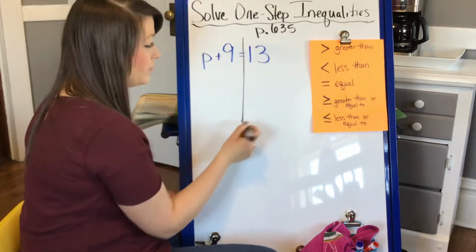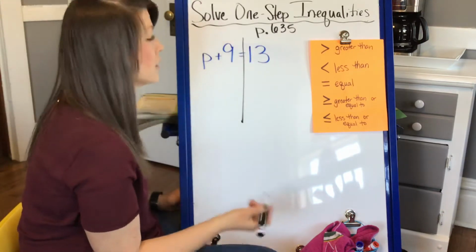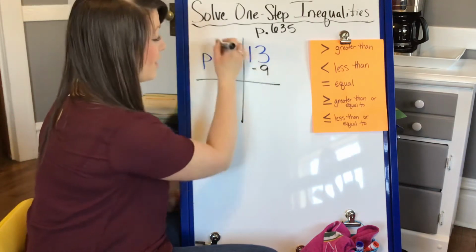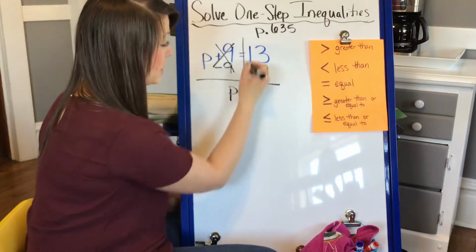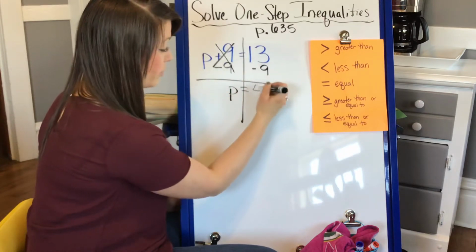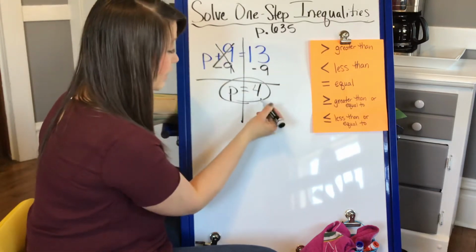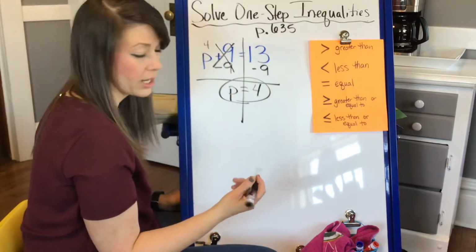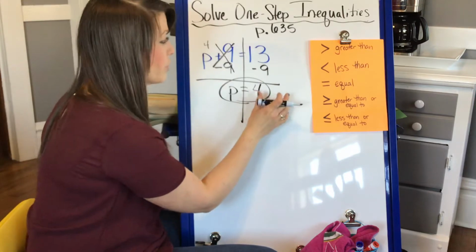Remember, we did the line, and you wanted the inverse or the opposite. So instead of adding 9, I would subtract 9 on both sides. This is now gone, and I'm left with P, bring down my symbol, equals 4. Then I could take that number, plug it back in, 4 plus 9, yes, it equals 13, I know I'm correct. So, we know how to solve those.